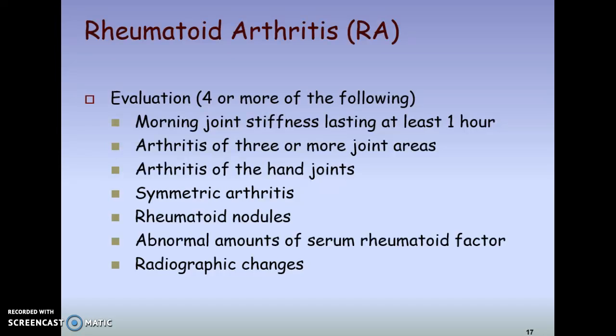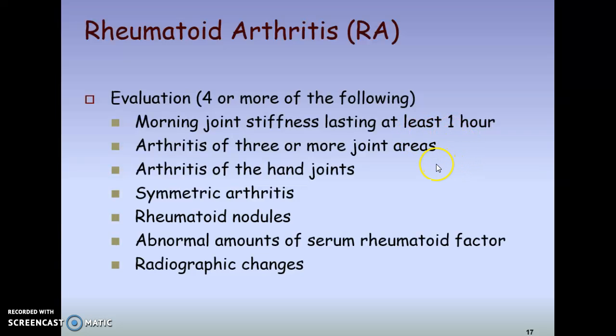All right, so how do you evaluate rheumatoid arthritis and basically differentiate it from OA? You have to have 4 or more of these present. So you have morning joint stiffness lasting at least an hour. A lot of times we can get up in the morning and feel stiff and maybe some pain in our joints, knees, ankles, whatever, but that goes away within a couple of minutes of just moving. With RA, the pain and stiffness is going to last for at least an hour.